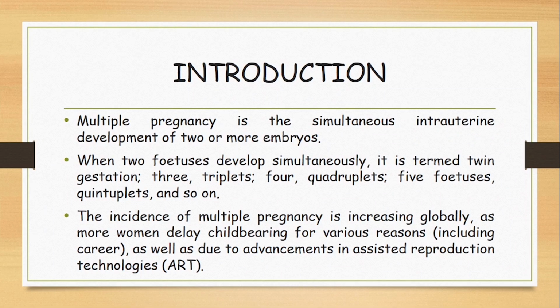The incidence of multiple pregnancy is increasing globally as a result of delay in childbearing for various reasons, as well as due to advancement in assisted reproductive technologies. These two reasons account for the increasing incidence of multiple pregnancy worldwide. Delay in childbearing is for various reasons, including career and effect of education, then advances in assisted reproductive technology.